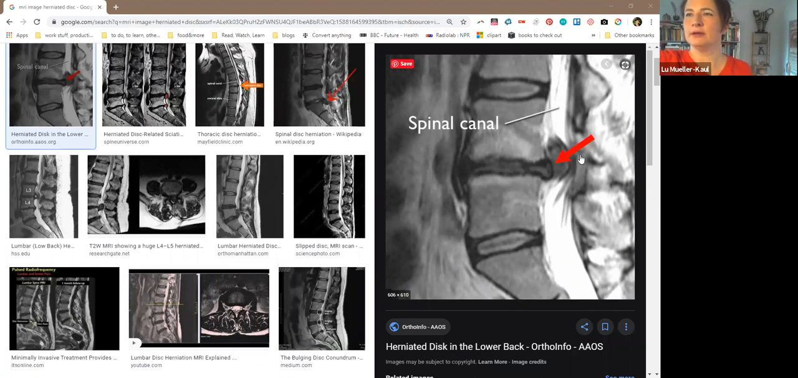But what I'm talking about right now is, if you have one vertebra and then here's the other vertebra, here are the discs in between.